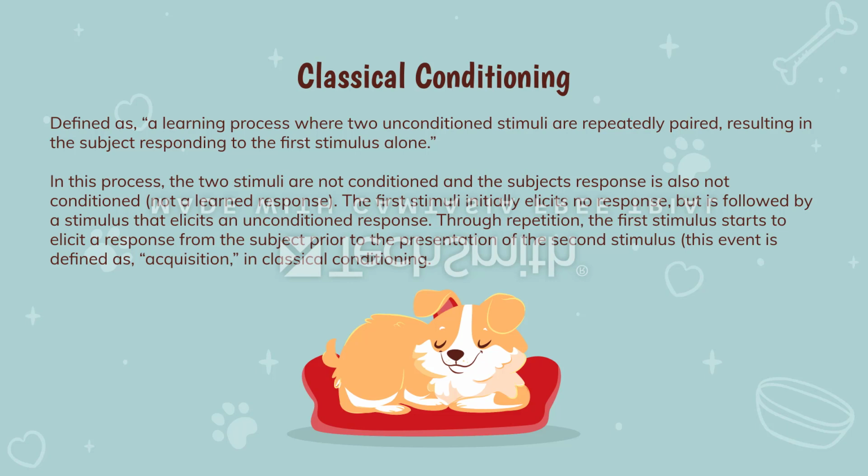So it's a response that the subject cannot help. Through repetition, that first stimulus, the neutral stimulus, starts to elicit a response from the subject prior to the presentation of the second stimulus. And a fun fact is that at that point, this is known as acquisition in classical conditioning.